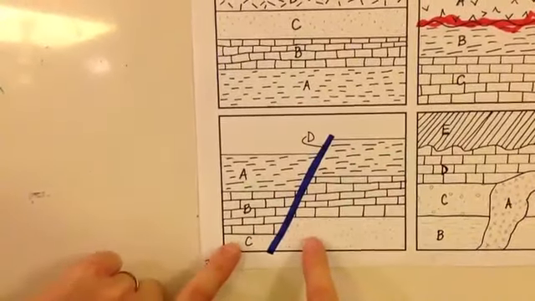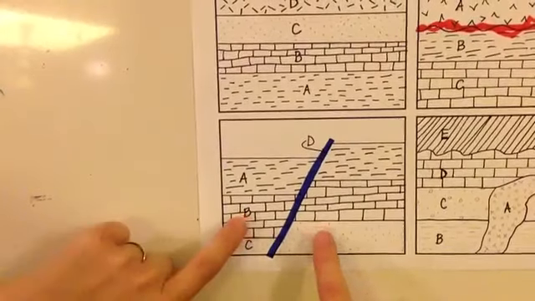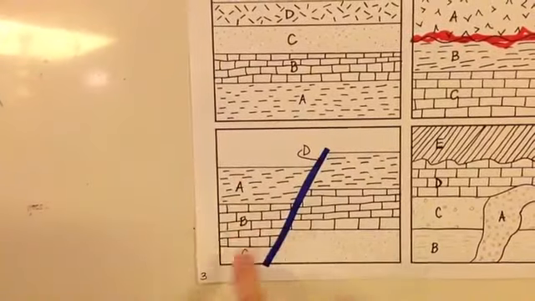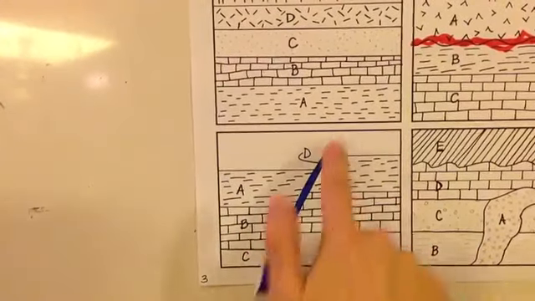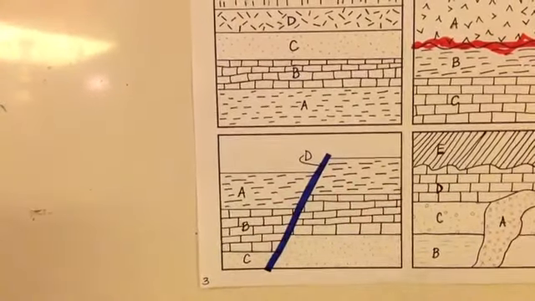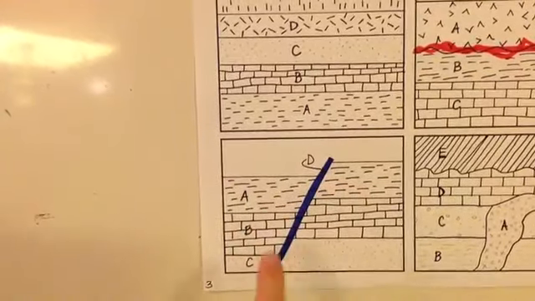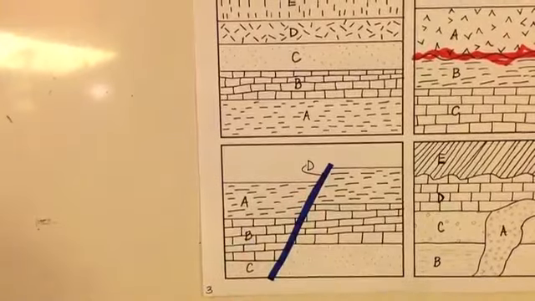So we can see where rock layer C has been shifted up, and B has been shifted up, and A has been shifted up. A, B, and C were already present, and then the fault occurred. So if I were to age it, the fault would be the youngest in this diagram, because these rocks had to be formed before they could break.